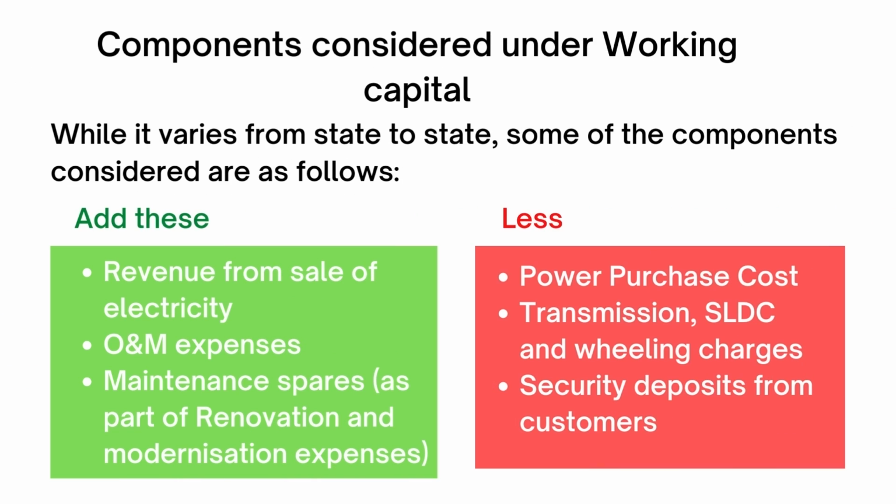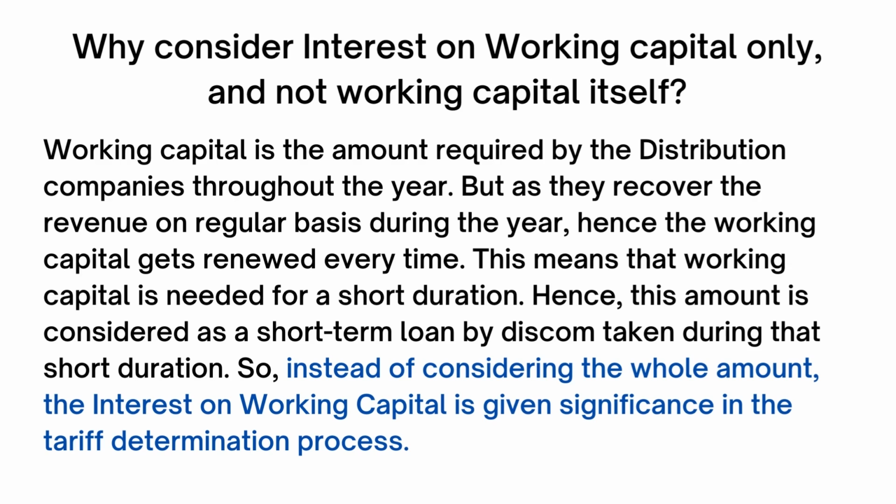Now, we see components considered under working capital. While these components vary from state to state, some of the components considered are as follows. Components like revenue from sale of electricity, O&M expenses, and maintenance spares, as part of renovation and modernization expenses, are added. However, components like power purchase cost, transmission, SLDC and wheeling charges, and security deposits from customers are subtracted from the above.